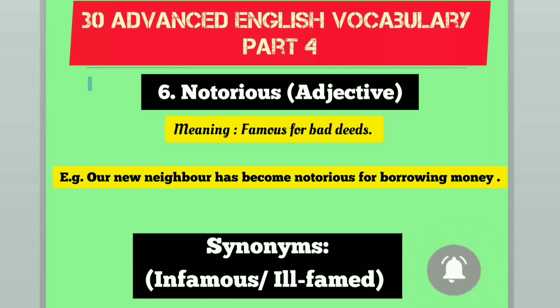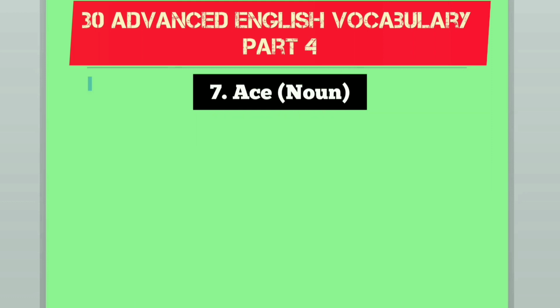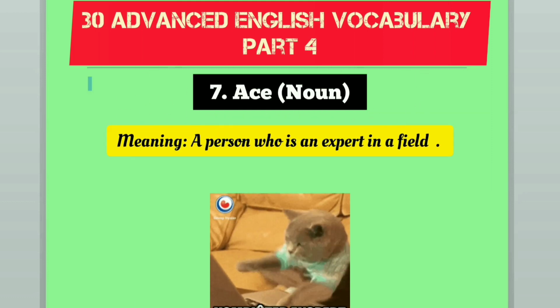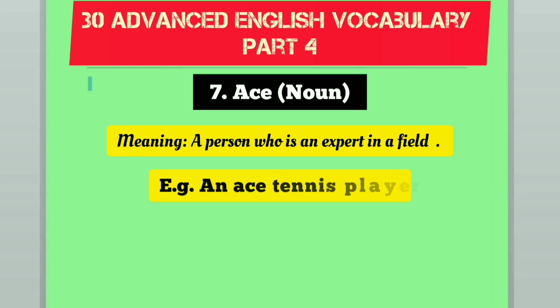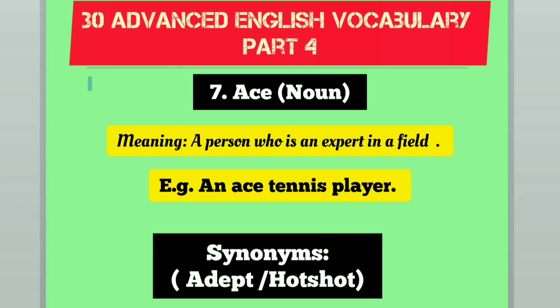So up next we will turn our attention towards the seventh vocabulary, which is ace, and it is a noun. Ace means a person who is an expert in a particular field. So we can say that, as you see the example, an ace tennis player. We can use two synonyms, that is adept and hotshot, right?